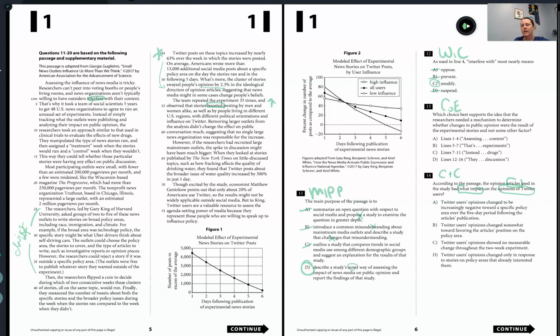Looking at number 13, which choice best supports the idea that researchers need a mechanism to determine whether changes in public opinion were the result of the experimental stories and not some other factor. Okay, they need a mechanism to determine whether results were from this or from that. So to me, that sounds like they are implementing some kind of control in their experiment. So it's not the experimental stories that are making this change. It could be something else or it could not be something else. Lines 1 through 4.